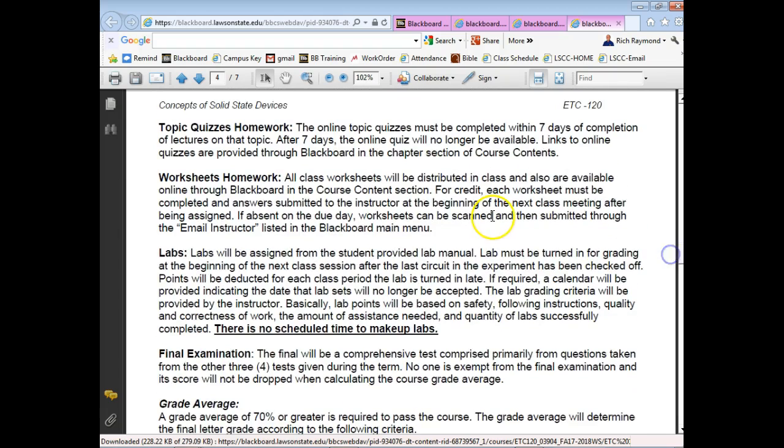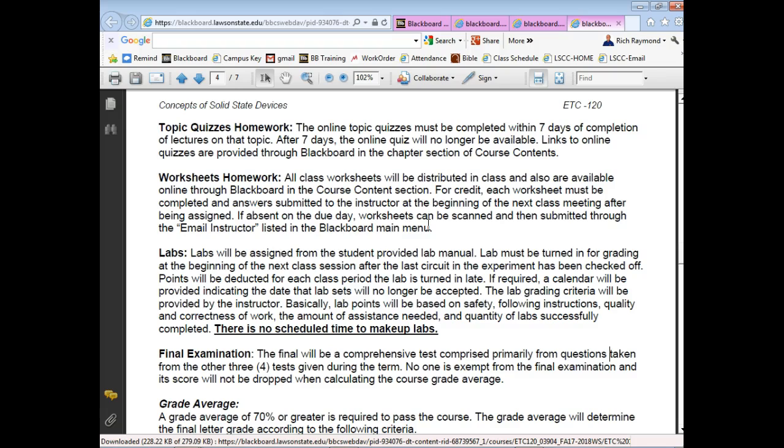Worksheets. We give out a bunch of worksheets in this class. It's very similar to DC. We give out worksheets. The worksheets are also up on Blackboard. So I'll put it on the calendar when the worksheet is due. So it's very important that you get on Blackboard and check that calendar, right?